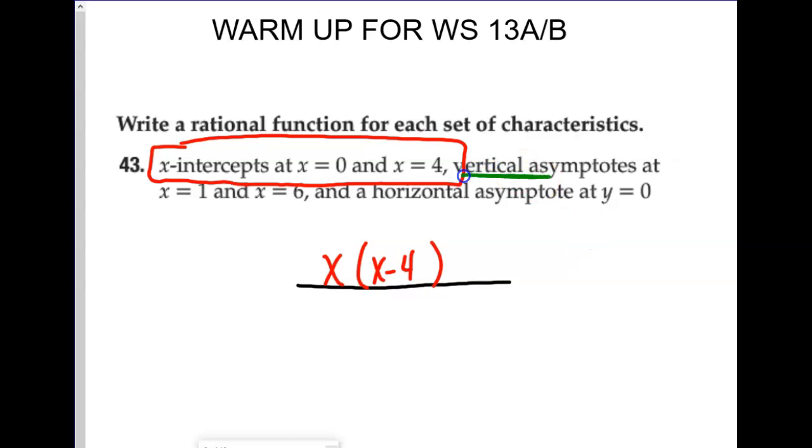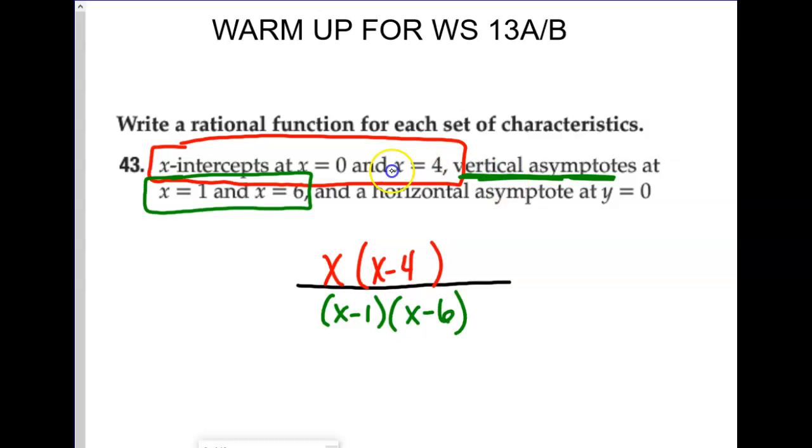Now, what about a vertical asymptote? That's in the bottom. Those are from the denominator. So what does the factor for x equals 1 look like? Great. Now there's one more clue. It says you have a horizontal asymptote at y equals 0. What does your yellow card say about horizontal asymptotes at y equals 0?